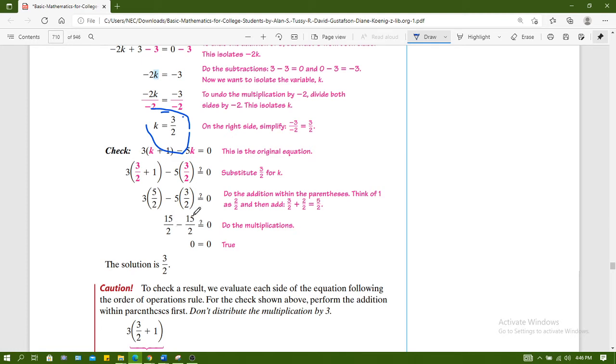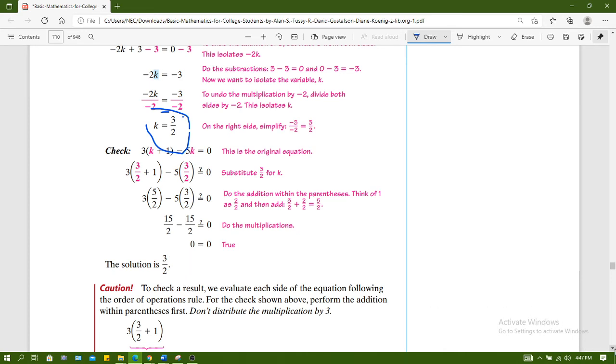Since these are like fractions with the same numerator and the same denominator, when you subtract them, you get 0. And 0 is equal to 0, which is true. And therefore, the solution is 3 over 2. Okay? So, the given 3 quantity k plus 1 minus k, 5k equals 0 has the solution 3 over 2.